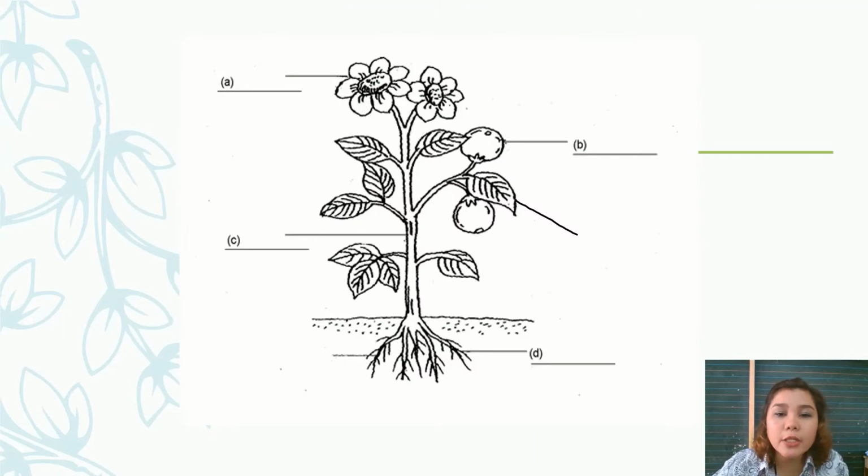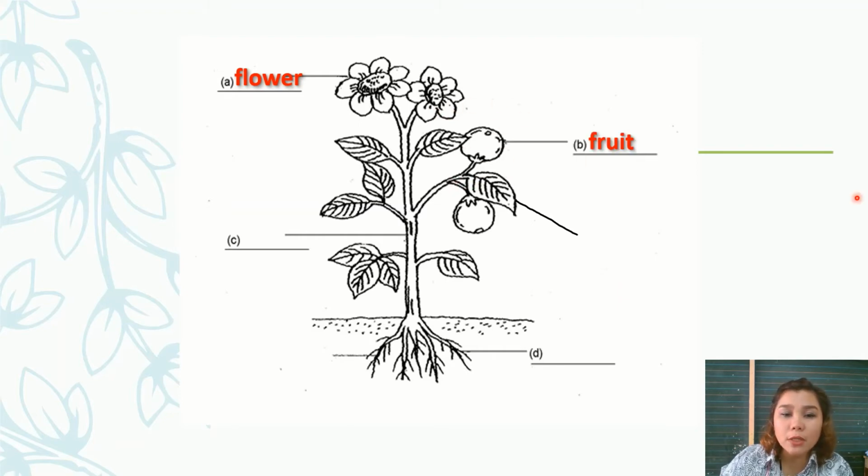Let's have another plant, and then we're going to name the parts. Beginning with A, what do you call this for letter A? It's called the flower. Okay, how about for B? What do you call this plant part?